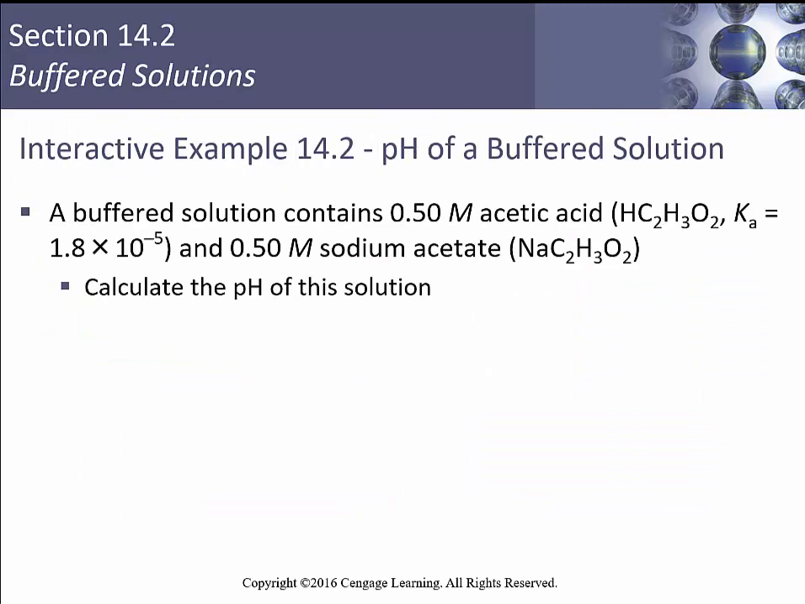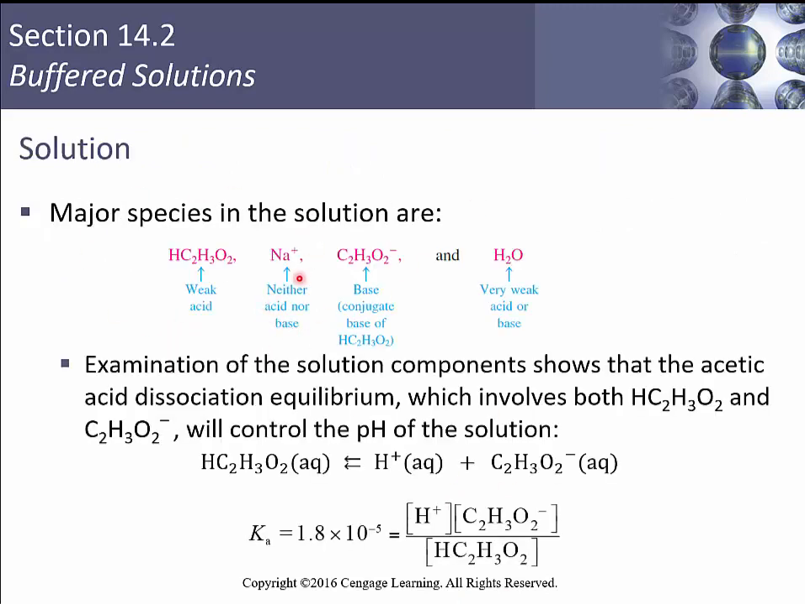So let's look at an example. A buffered solution contains 0.5 molar acetic acid, and we're given the Ka, and 0.5 molar sodium acetate. We're going to calculate the pH of that solution. This is the initial buffer pH. And when we get to Henderson-Hasselbalch, we're going to see that there's an easier way to do this. The major species in solution are the weak acid, the sodium, which is not going to affect the pH at all, the acetate, which is the conjugate weak base of the acetic acid, and then some water.